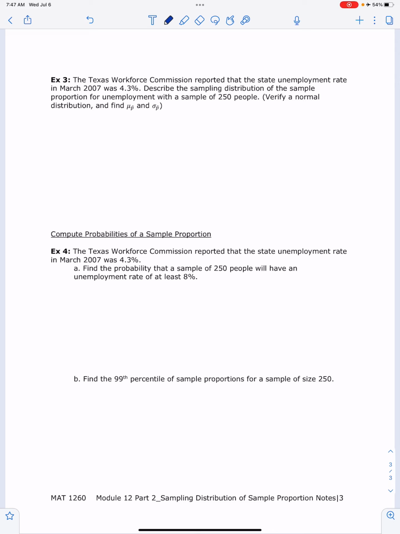Here are the Mod 12 Part 2 notes. This is page 3. We've got 2 examples here, one with 2 parts.